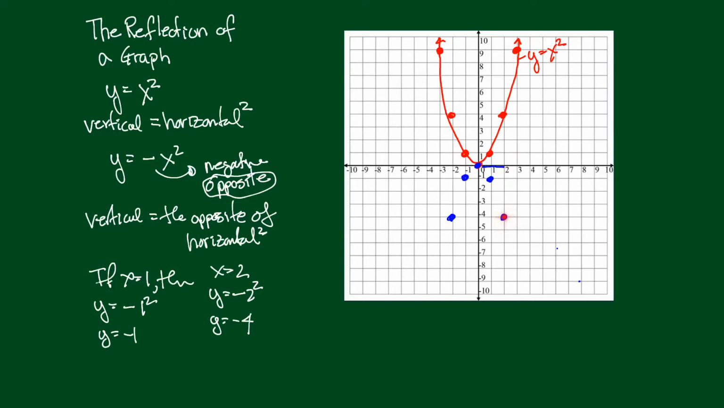Where do you think the next one's going to be? Well, the next one was up here at 9. Now we're going to get the opposite of 9, so I'll be down at 3, negative 9, negative 3, negative 9. And let's draw the curve through these points.